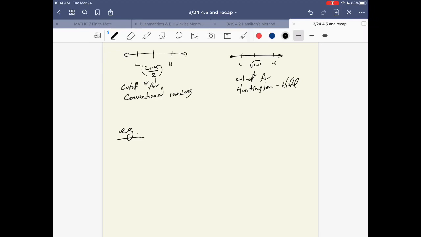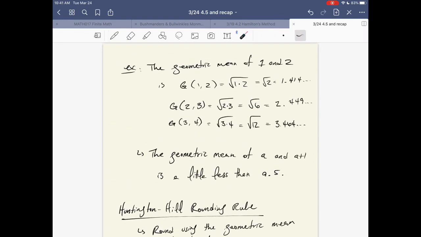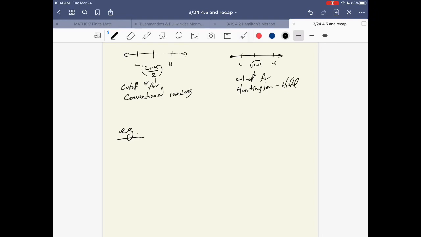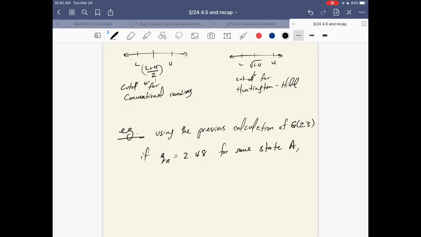We're going to use these calculations here. We will come back to those, and it might not hurt to make a little table of them, though you can always calculate it again with your calculator. So using the previous calculation of G of 2, 3, why don't we do a quota in between 2 and 3? If Q sub A is 2.48 for some state A, well, under Hamilton's method, this would be rounded down.